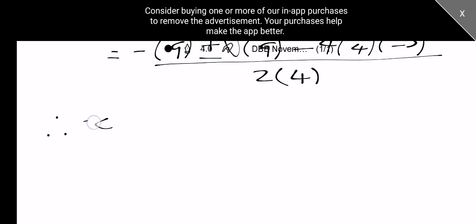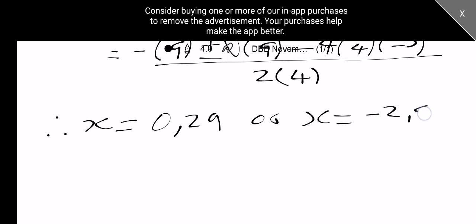Okay guys, most importantly, in the examination, don't forget to simplify. You're going to get marks for simplifying. In the interest of time, I'm just going to write down the solutions. It was x equals 0.29, or x equals negative 2.54.